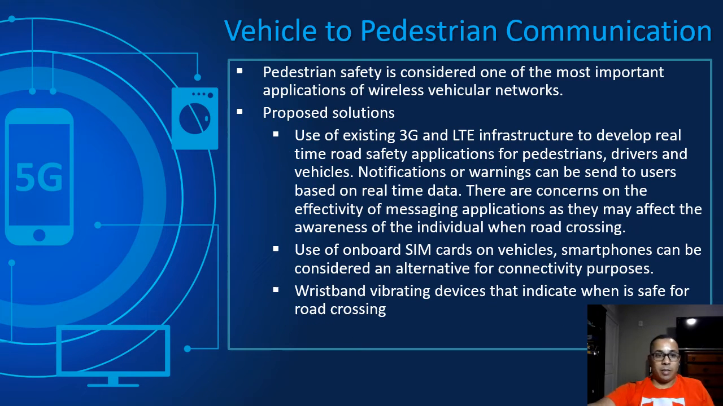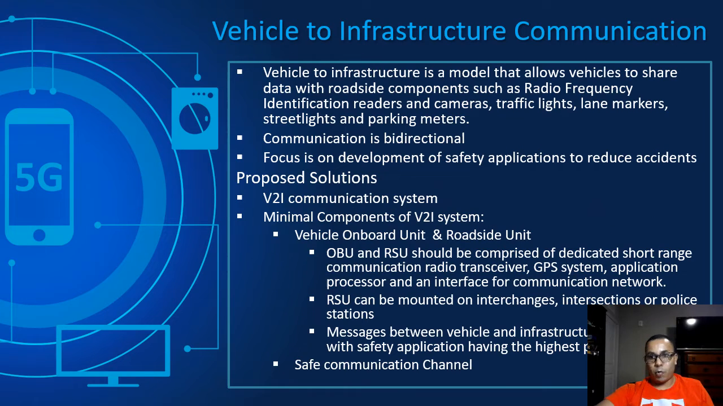Now, pedestrian safety is another key aspect of wireless vehicle networks, and here we have three main components. One of the components is to develop applications based on real data that can alert pedestrians on crosswalks, etc. And also other technologies that can be used to alert pedestrians to cross or not to cross a road.